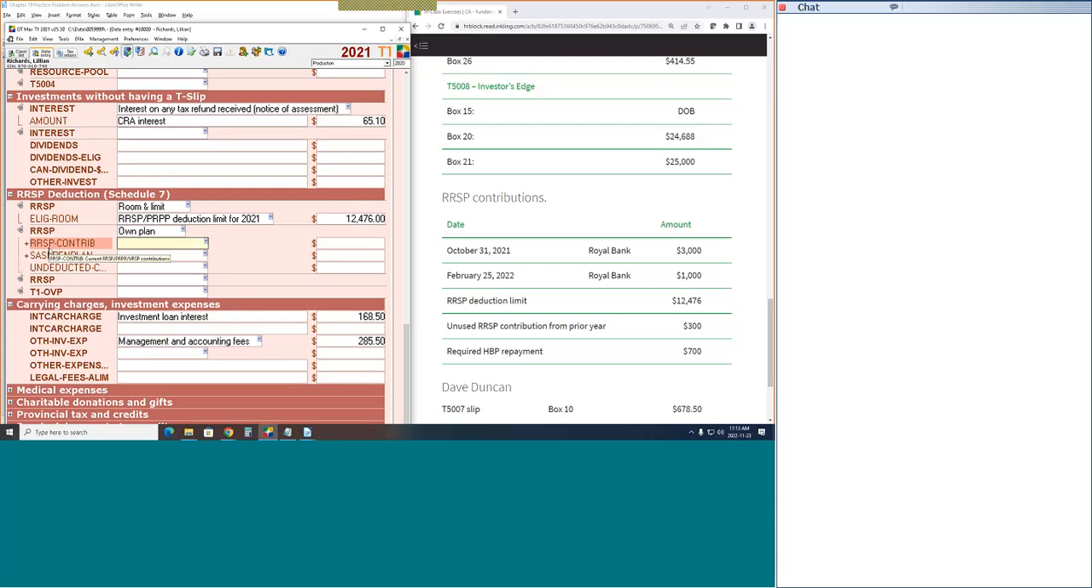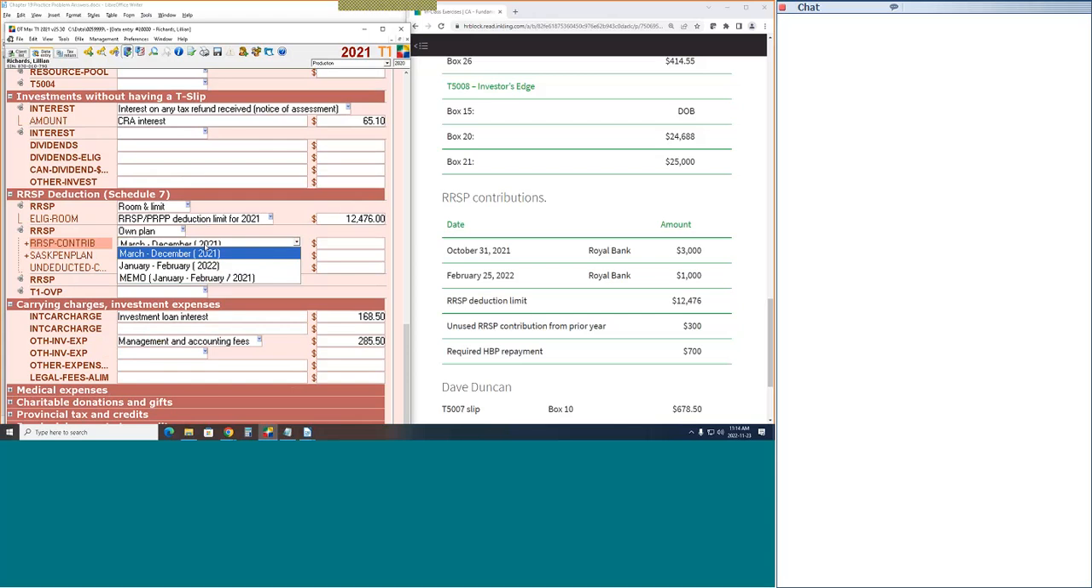Now, if she had contributed to a Saskatchewan pension plan, anyone in the country can if they want to, but most often we would see people in Saskatchewan do that. I would put it there. RSP contributions are going to go under RSP contributions. You're going to see we have 3 options here. For today, we are not going to put anything in the memo field. That is only going to be used when we're talking about early spousal withdrawals.